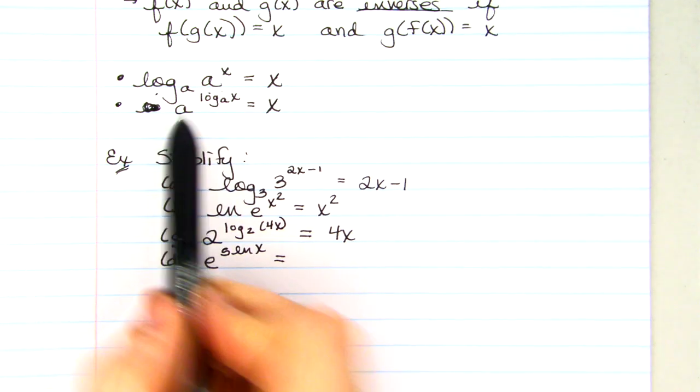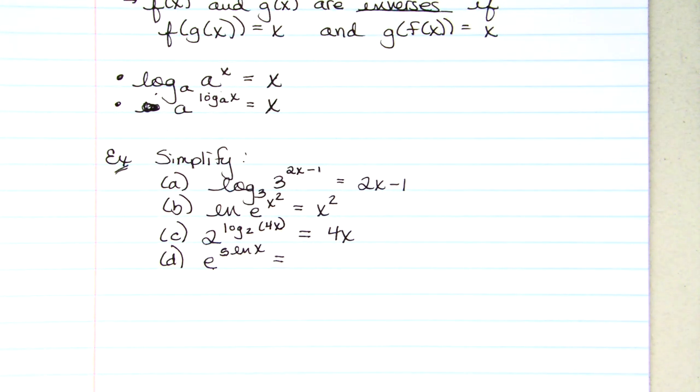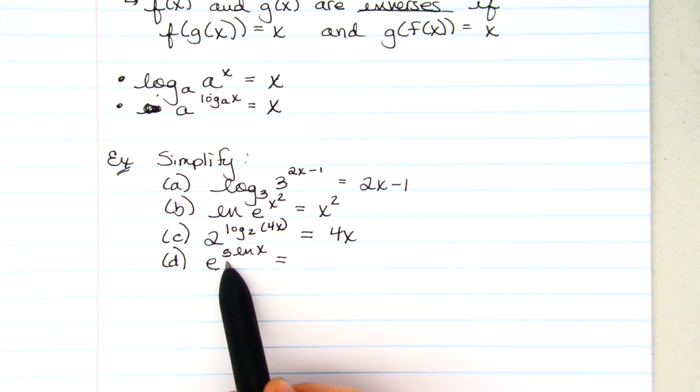Yeah, I'm not okay with that. Going back to my inverse property thing, I need an e and just a natural log. You can't have the 5 there. Any ideas how I could get rid of that 5?